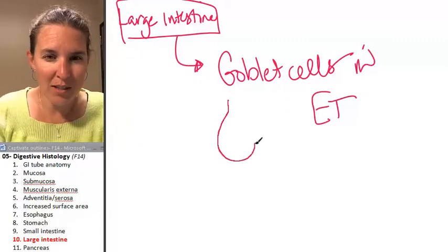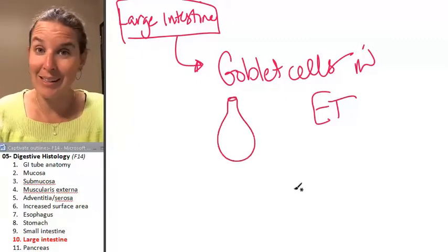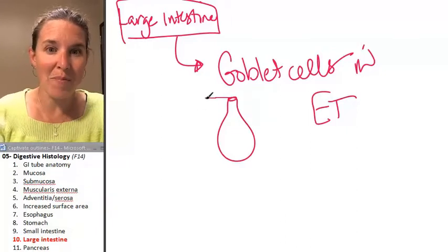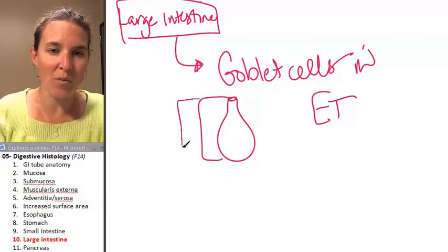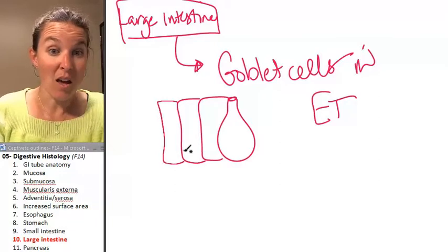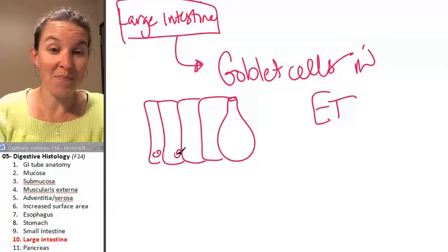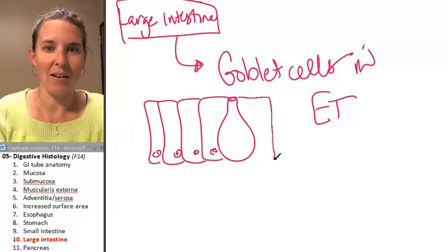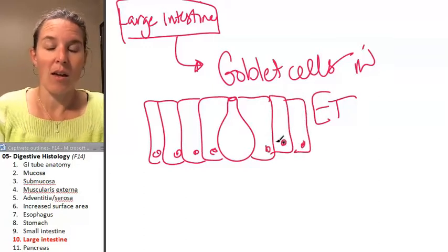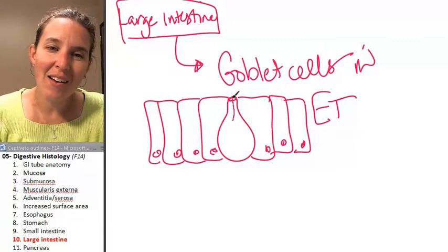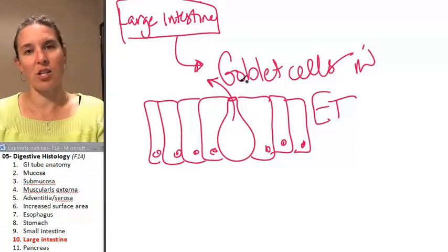Remember those goblet cells? They look a little something like this. And what did they do? They're embedded in with all the rest of the simple columnar epithelium. Yeah, this is actually a really pretty drawing right now, so I'm going to keep going. What do they make? Mucus.